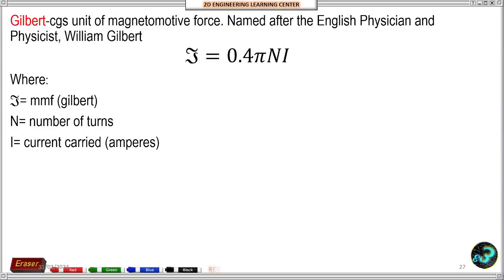Okay. So if we are having our MMF in CGS, meaning centimeter, gram, and second units, the unit will be called Gilbert. So the formula is 0.4 pi times the number of turns times the current.